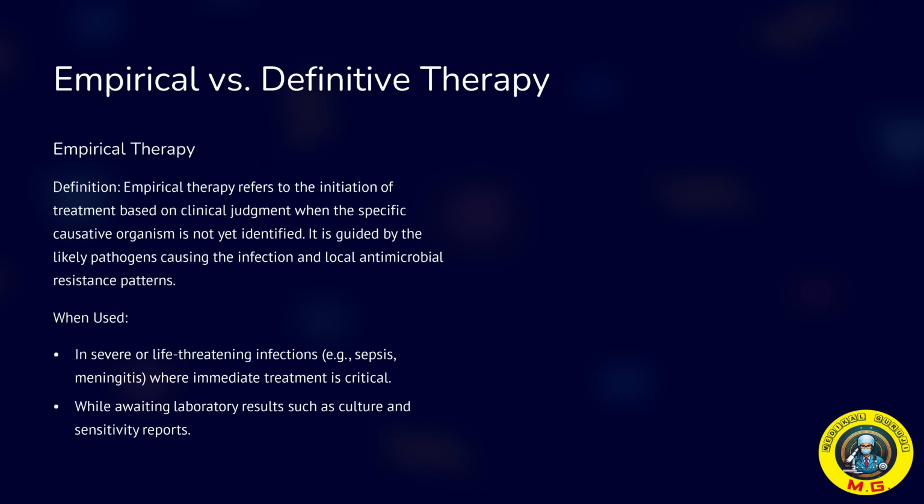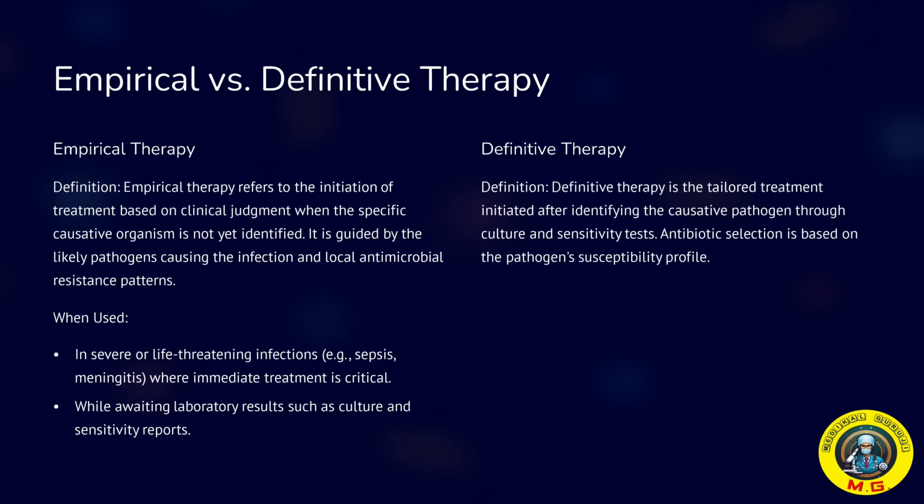An advantage of empirical therapy is that it provides early intervention, potentially saving lives in critical situations, and a disadvantage is the risk of overuse or misuse of antibiotics, which leads to antibiotic resistance. And a second disadvantage is that it may disrupt the normal microbiota unnecessarily. Now, what is definitive therapy? Definitive therapy is the treatment which is initiated after identifying the causative pathogen through culture and sensitivity tests. Antibiotic selection is based on the pathogen susceptibility profile.